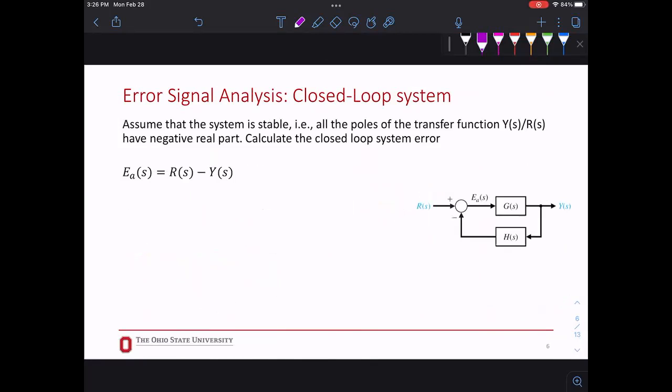Now, these are all an introduction to error signal analysis for a closed loop system. So we are going to deal with closed loop systems from here, because we are dealing with feedback. Whenever I say error, there is a feedback system involved. Now, assuming our system is stable, meaning all the poles are on the left-hand side, we are going to write the transfer function, let's say Y over R, and we want to find the error. You know that error is the difference between your input and your output. Your input, if it's a control input, is something that you desire, and you're trying to set the system to that value, right?